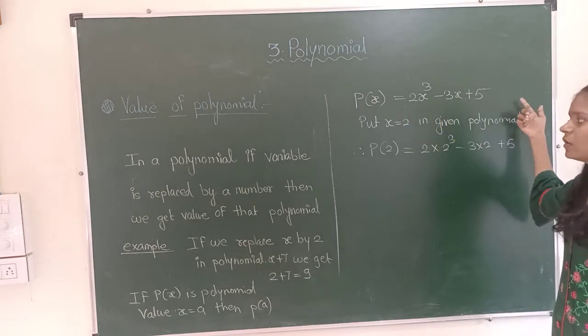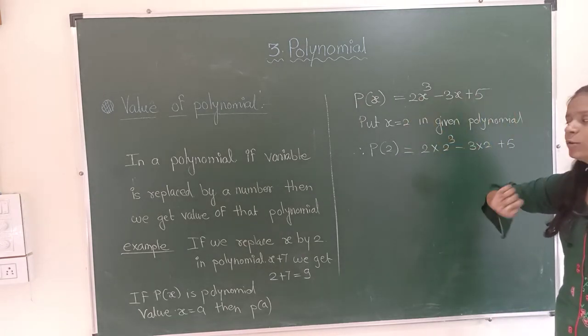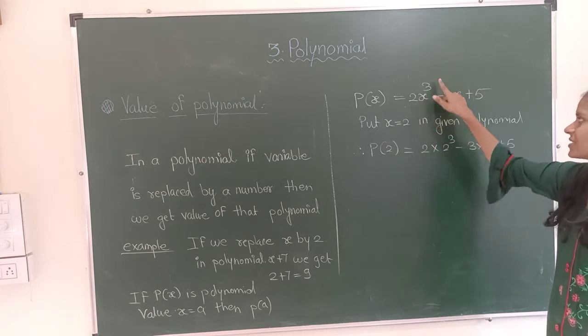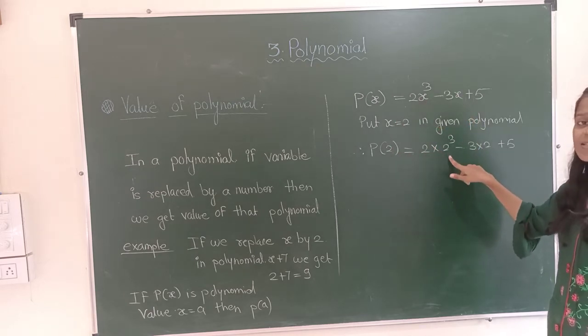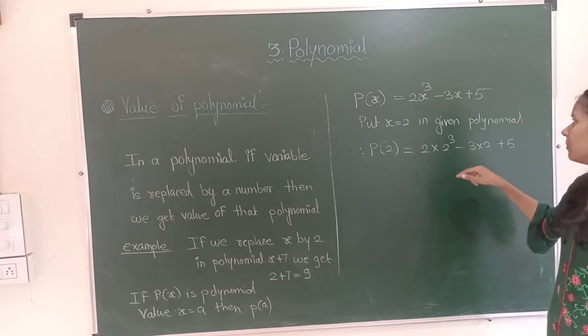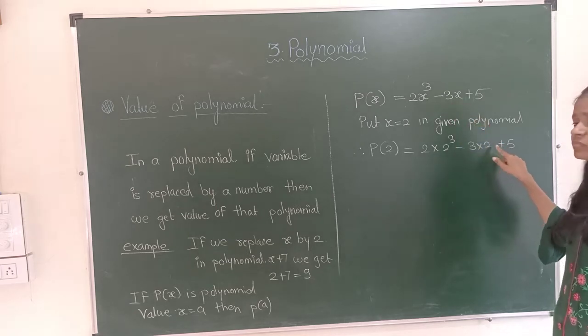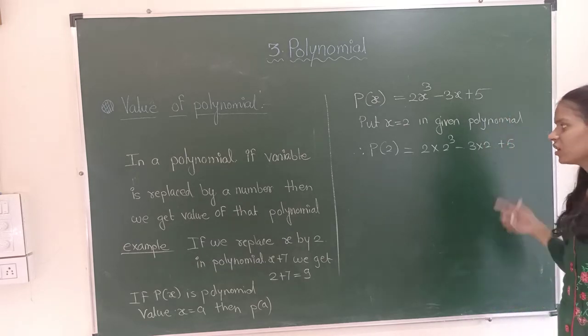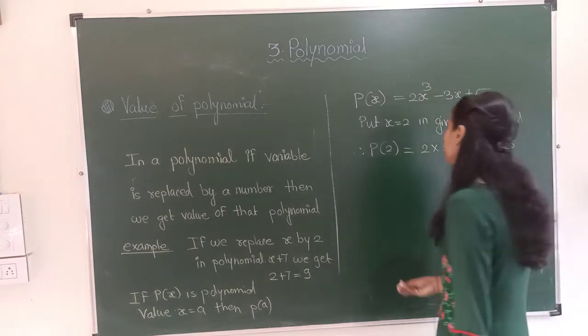This is the given polynomial, we have to replace x by 2. So P of x, here we put P of 2. Into 2x raised to 3, x is replaced by 2, 2 raised to 3, minus 3x, so 3 into 2, x is again replaced by 2, plus 5 as it is. Now further we can solve it and we can have the value.